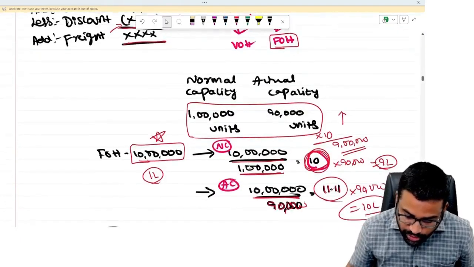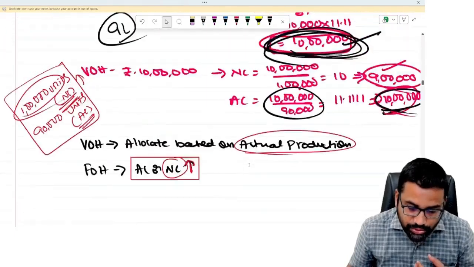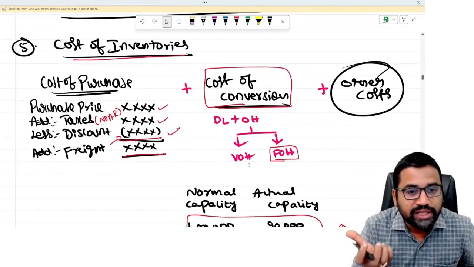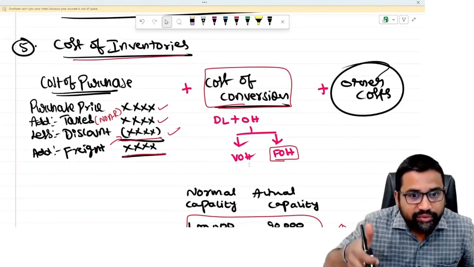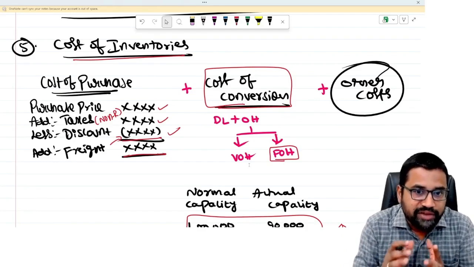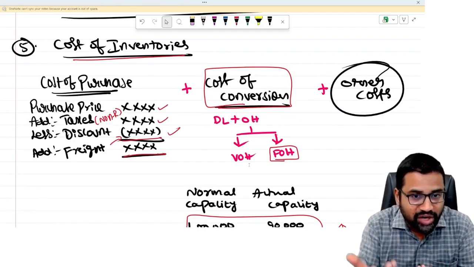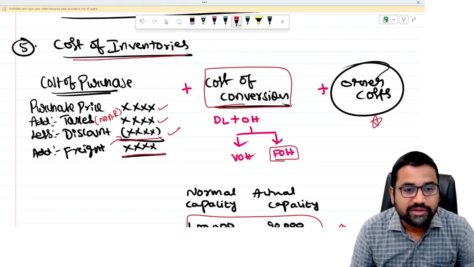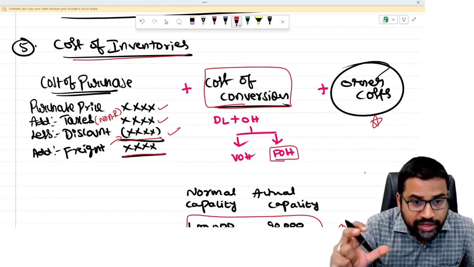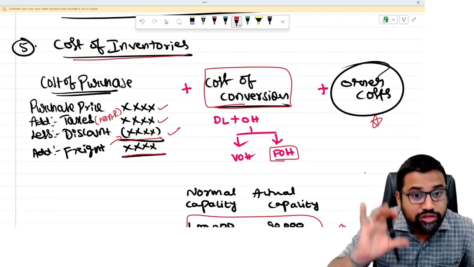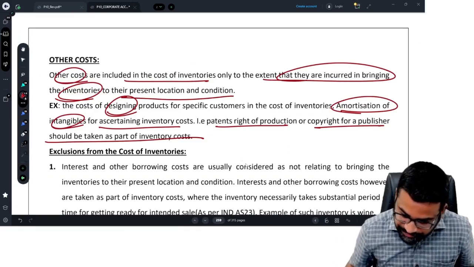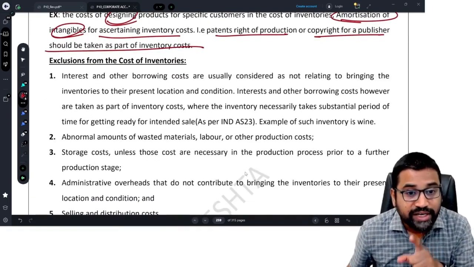So what basically they are trying to tell you is that there are certain costs here, other costs. What is other cost? Any other cost which is incurred to bring the inventory to its present location and condition as required for it. For example, designing cost. In order to manufacture a particular product, first you should design it, so the designing cost is also part of inventory cost. Next, if you are using any tangible or intangible fixed asset in the production of a particular inventory, the amortization, the depreciation will also be included as a part of inventory cost. And similarly, interest cost can also be included, provided the inventory is a qualifying asset.